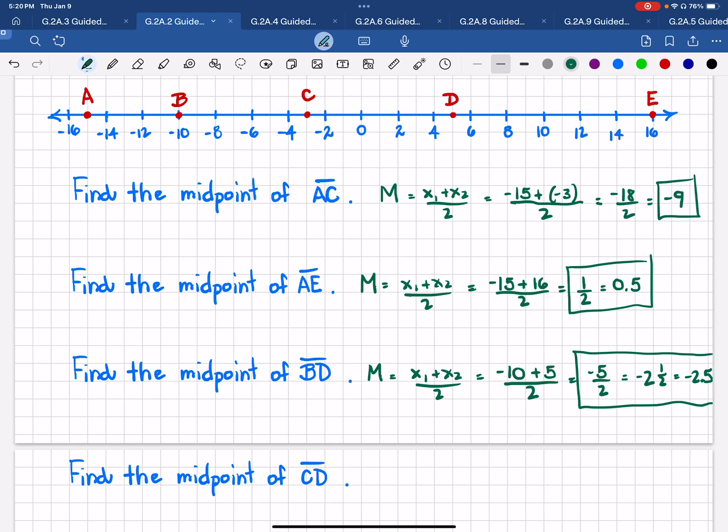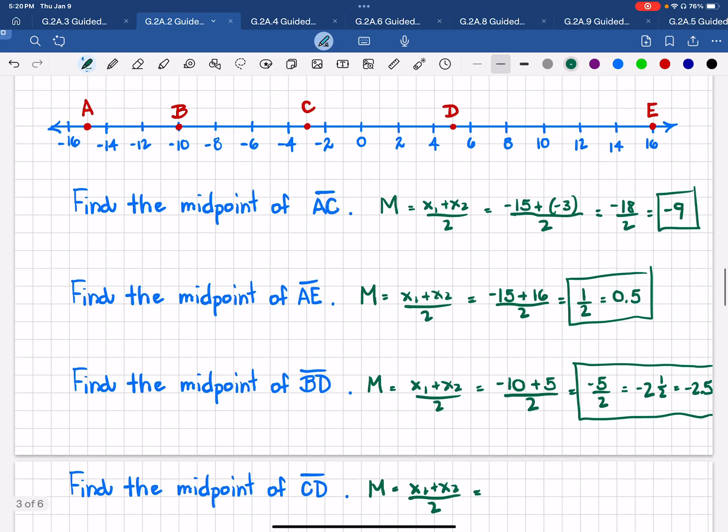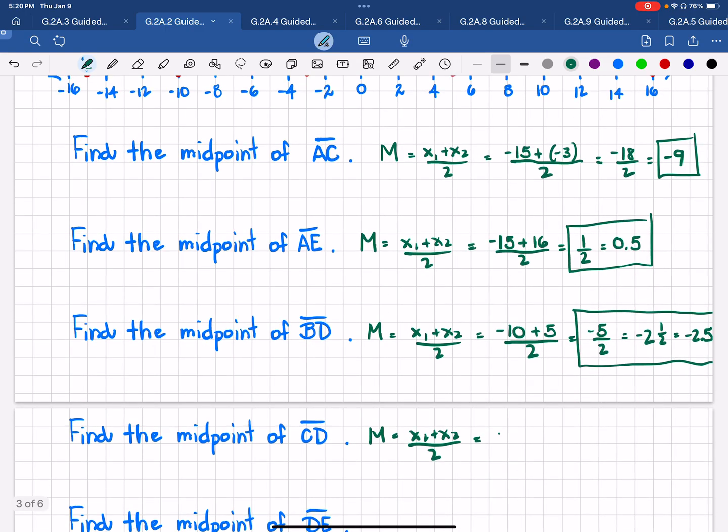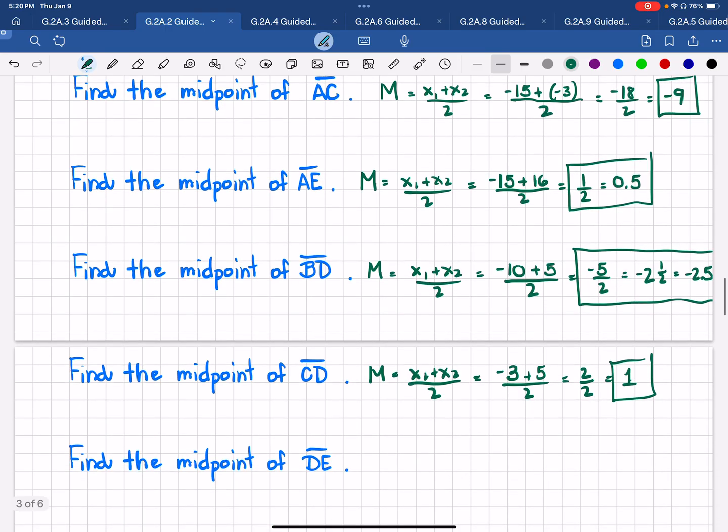Let's move to find the midpoint of CD. Once again, I'm going to use the midpoint formula of M is equal to x1 plus x2 divided by 2. I'm going to find my C point, which is a negative 3. And then I'm going to find my D point, which is a positive 5. I divide that sum by 2. Negative 3 plus 5 is a positive 2 divided by 2, which is a 1. So the coordinate of the midpoint of CD would be 1.